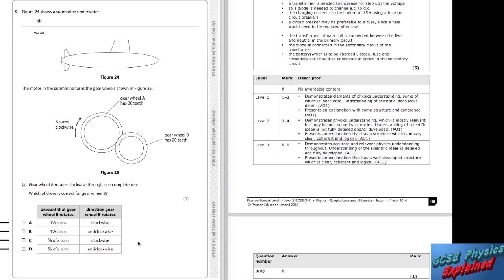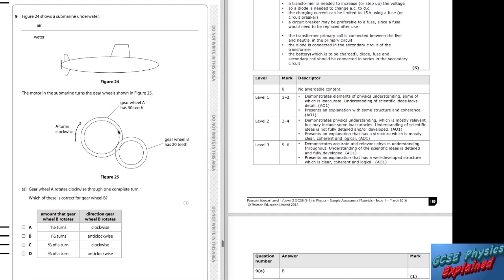The answer is B. We know that it would be going anti-clockwise, so we can rule out A and C straight away. And the ratio of 30 teeth to 20 teeth is the same as 60 to 40, which is 3 to 2. So every time this turns twice, this one will turn 3 times. So for one full rotation of this gear, B will rotate 1.5 times, because 1.5 times 20 would equal 30. When you've got the teeth, it's still a 1-to-1. For every one tooth that this has got, it'll make one tooth of this turn.